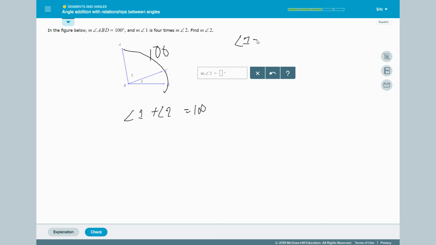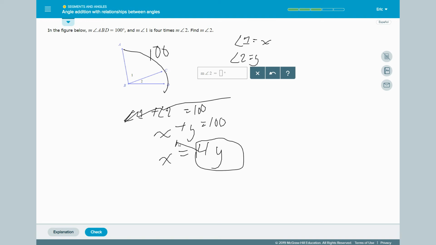I'm going to call angle 1 x and angle 2 y to make life simpler. x plus y equals 100. Angle 1 is 4 times angle 2. Now we're just back to goal 5 of algebra 1 with substitution and elimination. If x equals 4y, we just plug this into our equation, and we get x plus y equals 100. 5y equals 100.